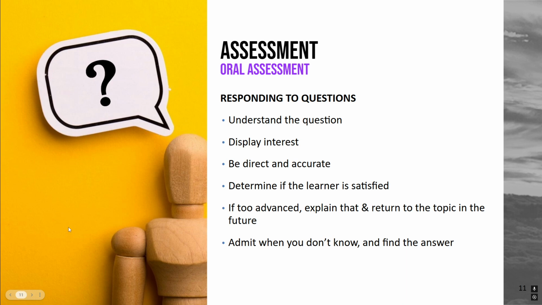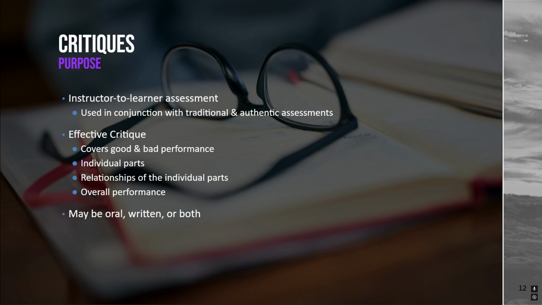When you respond to questions that students have, you want to understand their question. Don't cut them off. Display interest in their question. Be direct and accurate. And then determine whether they're satisfied with your answer or not. So if it's too advanced, you can explain it and return to that topic in the future. If they have a question that you don't want them to get too caught up in yet, you say you'll explain that in a future topic, that they don't need to know that yet. And if you don't know, just admit to that and then show them how they could find that answer. Because students will be able to tell if you fib an answer.